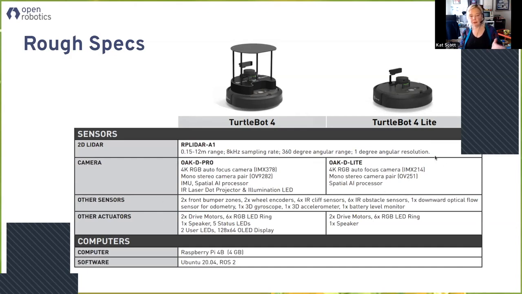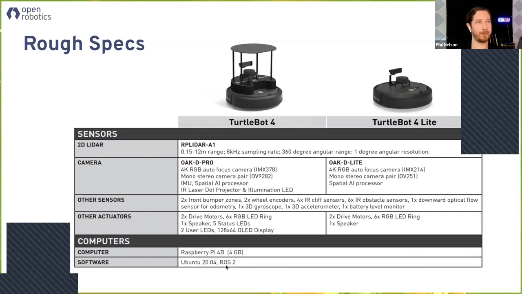And then as you were asking, this is the full list of sensors. We've got 2 front bumper zones, 2 wheel encoders, IR cliff sensors, IR obstacle sensors, and an optical flow sensor for odometry. So it's doing its own state estimation odometry internally. Gyroscope, accelerometer, and battery level monitor. Sweet. Those cliff sensors are real important.